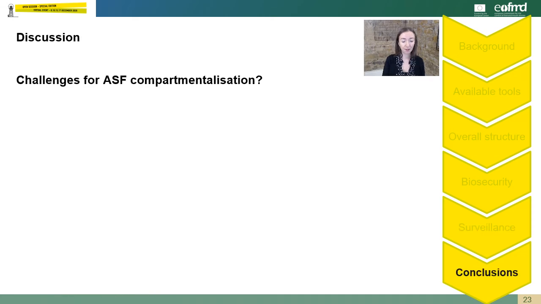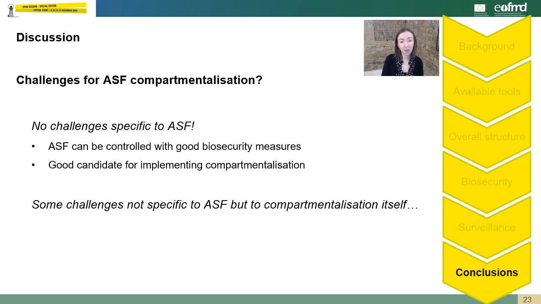During this presentation, we gave you an overview on how compartmentalization can be applied to ensure business continuity in the face of ASF. Implementing compartmentalization for ASF is not an issue in itself. The disease can be controlled with good biosecurity measures, and it's a very good example or candidate to develop a compartment. This is, however, not the case for every disease. If we take, for example, the case of foot and mouth disease, because the disease is airborne, implementing effective biosecurity measures will be more complicated, and thus developing a compartment for this disease will be more challenging.